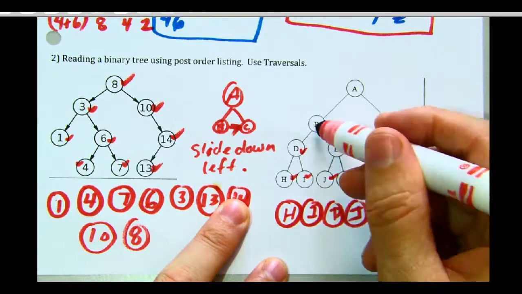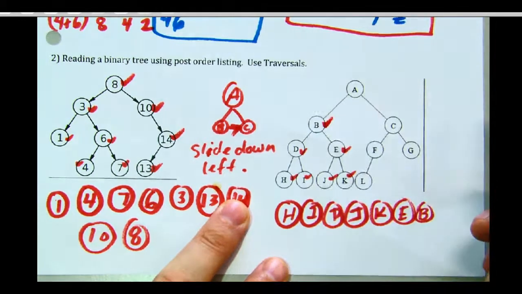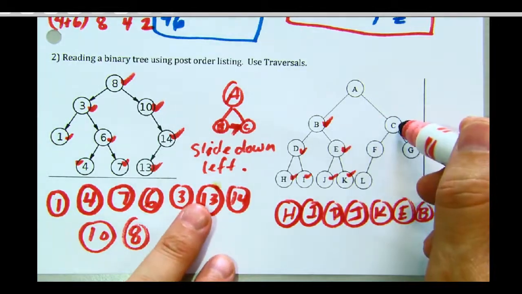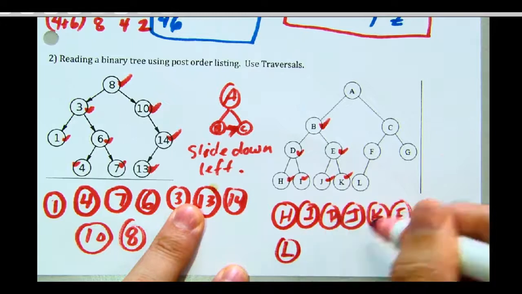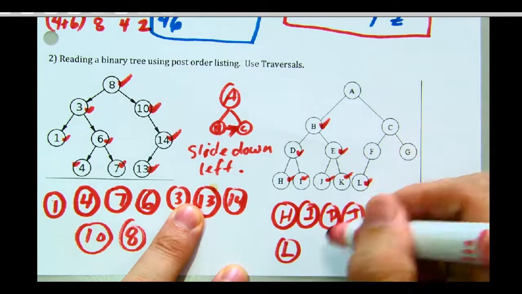So what happens now is I can go up to B. So really I finished this whole left branch before I started on my right branch. Now I can slide over to C, but then I'll slide down here. So then this would be my L. No traversal, so I go up to my F.